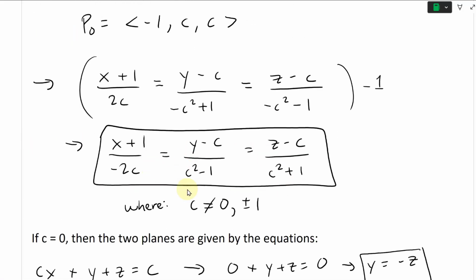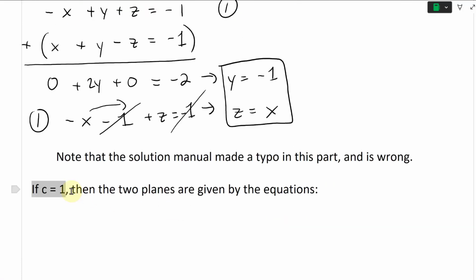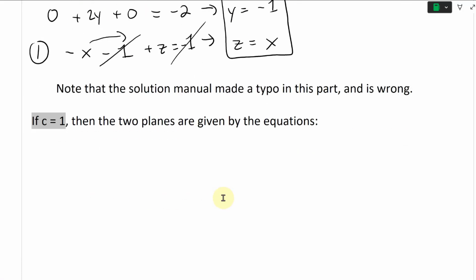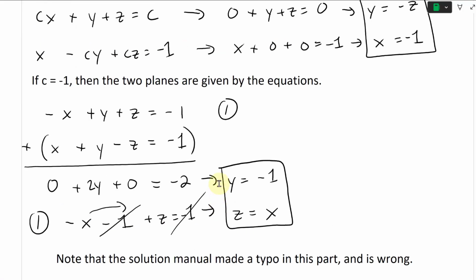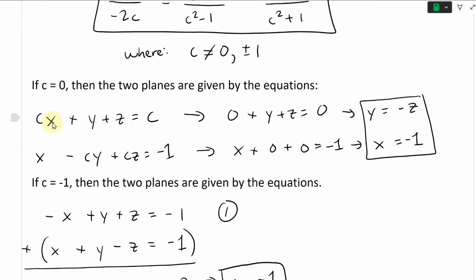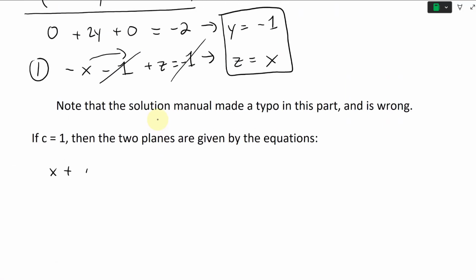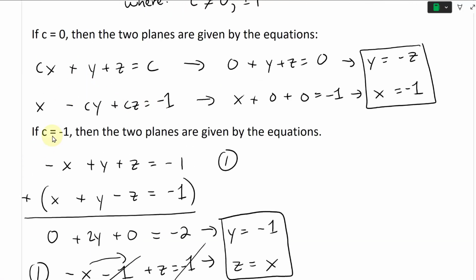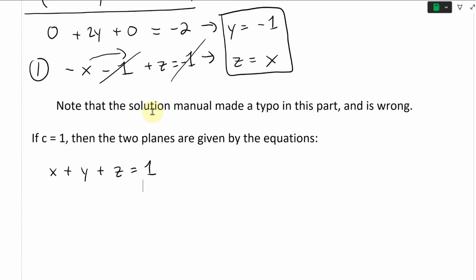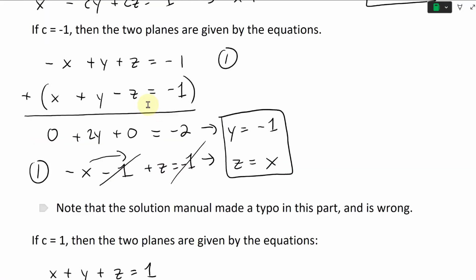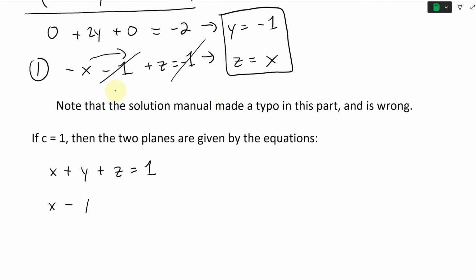Because remember, this fits everything except these three cases. So if c equals 1, then the two planes are given by these equations. Let's write this down. So if c equals 1, we're going to have x plus y plus z equals 1. That's the first equation. The next one is going to be x minus c y plus c z equals negative 1, so x minus y plus z, the c equal to 1 just goes away, equals negative 1, like that.